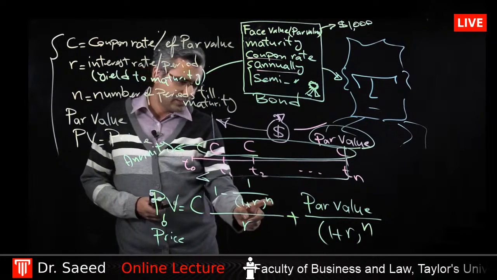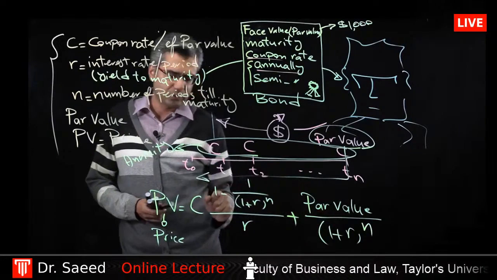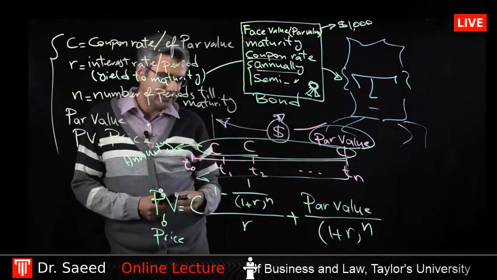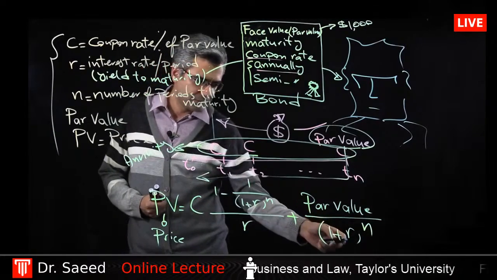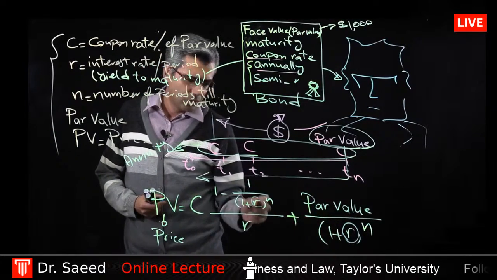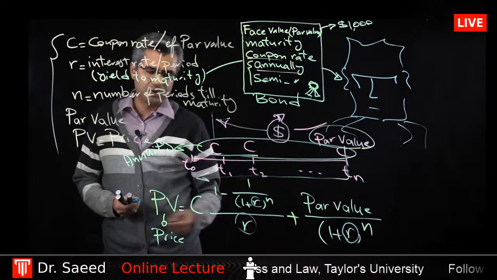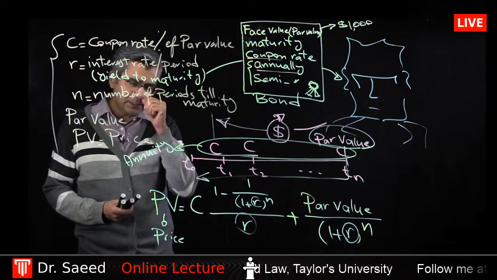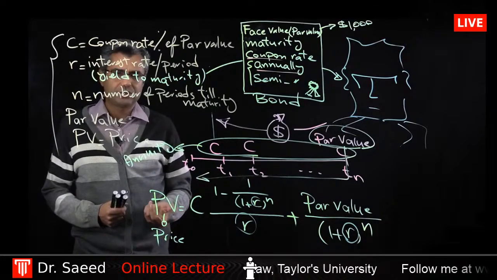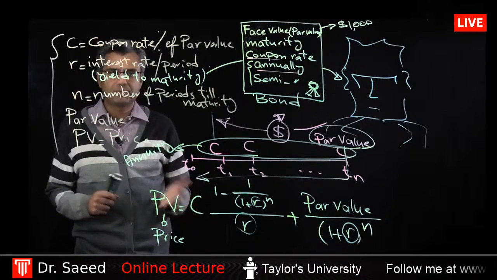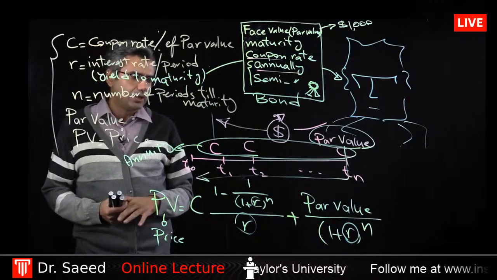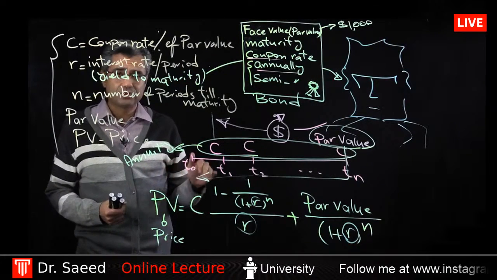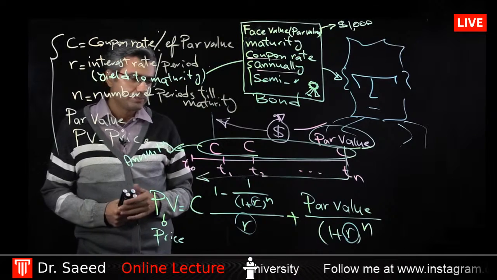So C, N, and par value are constant. So the only thing that may change is R, interest rate. R may change, right? Because interest rate in the market may change. Sometimes the economy is good, sometimes the economy is not good. It's maybe recession, so the inflation and interest rate will change.